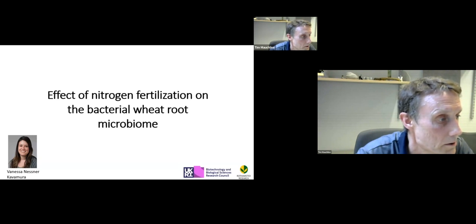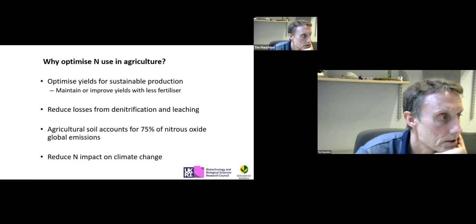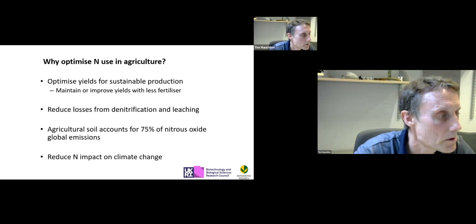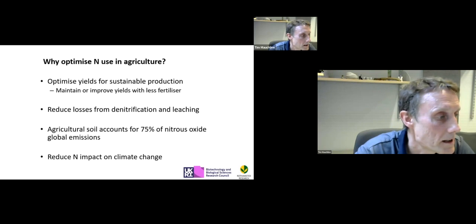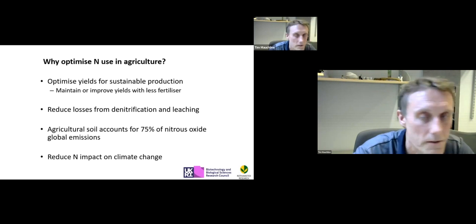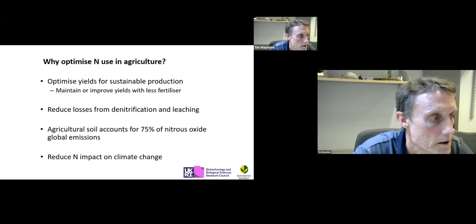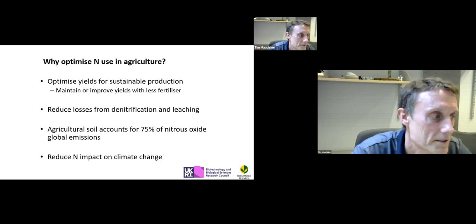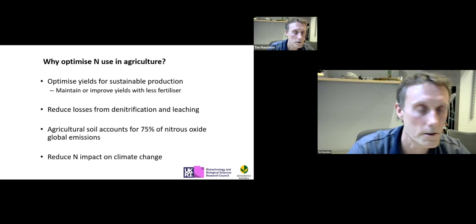So, to move on to the first case study, this is to do with nitrogen fertilisation and the bacterial root microbiome. Why do we want to optimise nitrogen use in agriculture? To cut a long story short, we want to optimise yields for sustainable production. We want to make agriculture more benign. We want to reduce losses from denitrification and leaching. And when we consider that 75% of nitrous oxide emissions come from agricultural soils, there's some work to be done to reduce the impact of nitrogen on climate change.